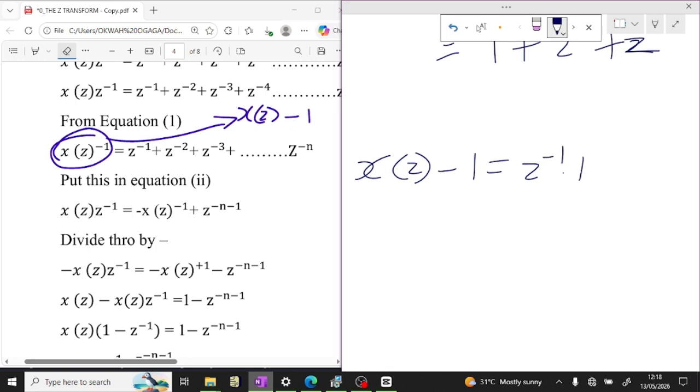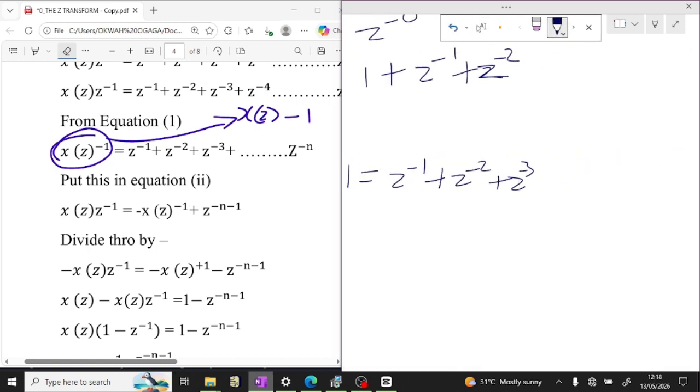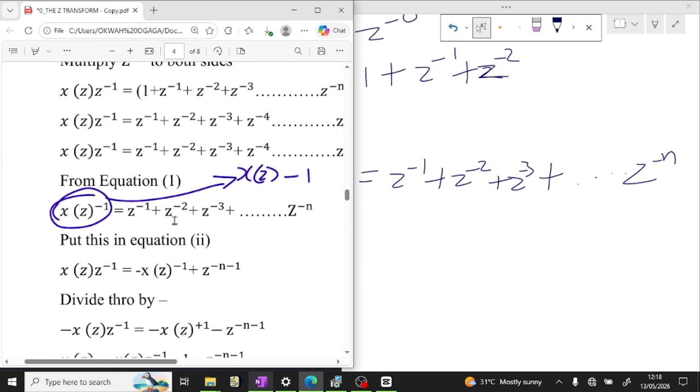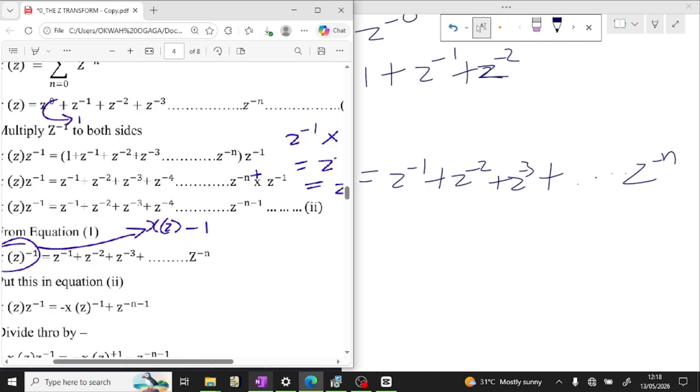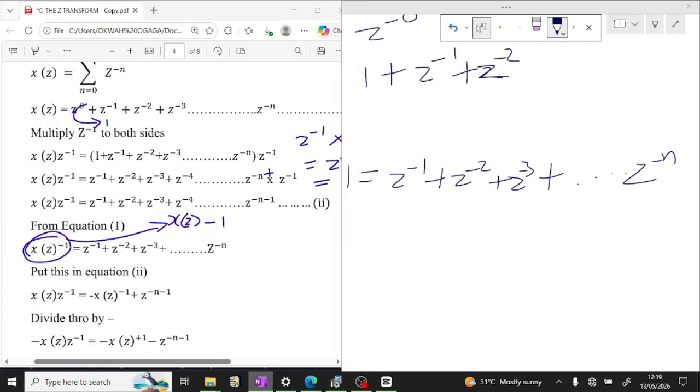Z raised to power -1, plus z raised to power -2, plus z raised to power -3, and then what? Plus z raised to power -n. And when you put that into equation 2, okay, we'll do the putting, but we'll put that by ourselves because what I'm seeing here is somehow. So where is equation 2? Okay, so look at equation 2. So if you put that into equation 2, what you have is what? Equation 2 is what?